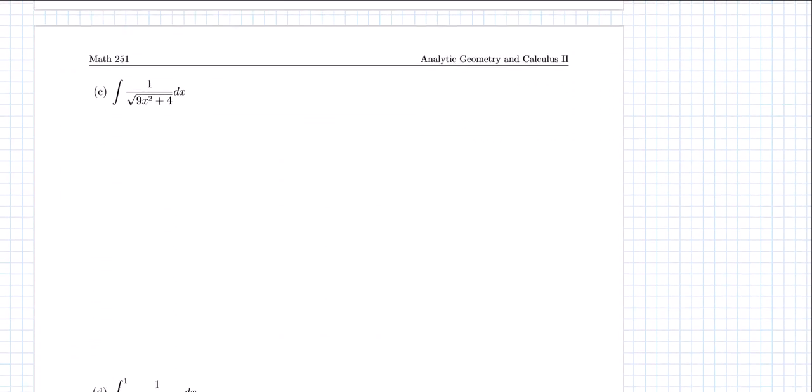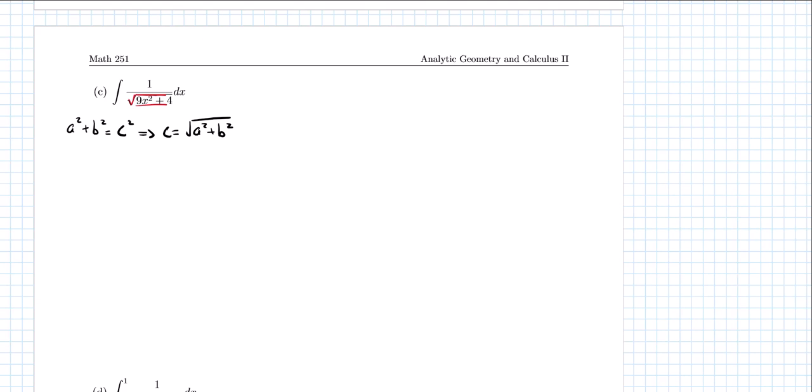Alright, so for this next problem, we have the integral of 1 over the square root of 9x squared plus 4. Now this one here is slightly different because, well, I still see that I'm taking a square root, but now I'm taking the square root of a sum of squares. So if it's a sum of squares, well then, if you recall the Pythagorean theorem, we're going to have here a squared plus b squared is equal to c squared. So this is going to give me c is equal to the square root of a squared plus b squared. There we go. It's a sum of squares.